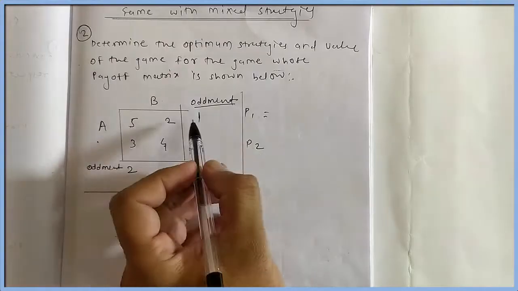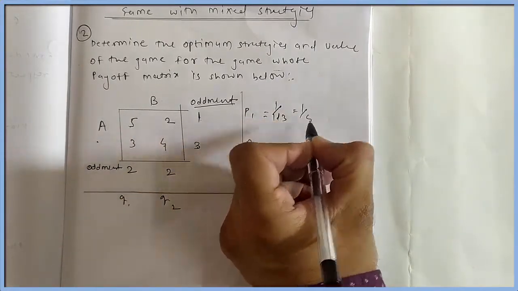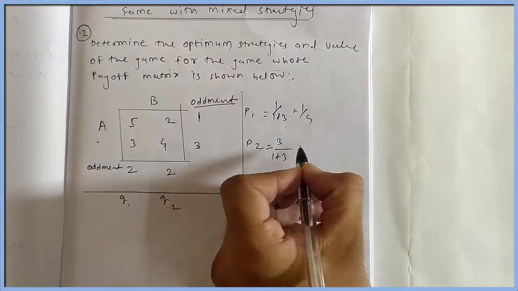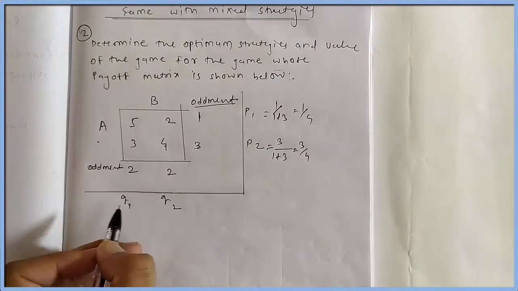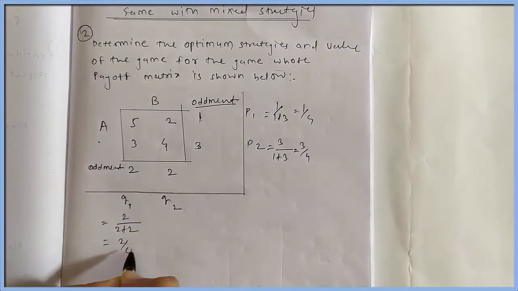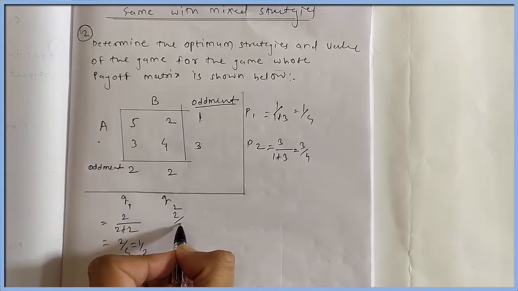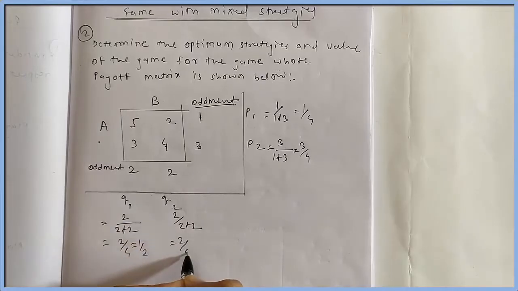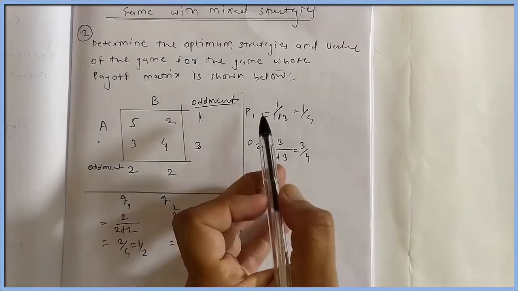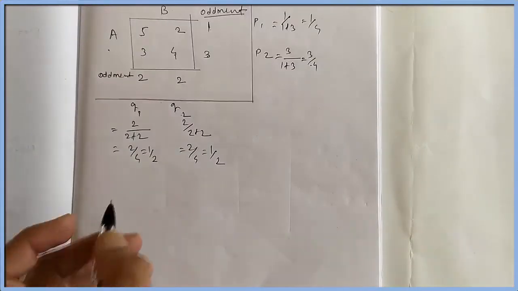Now P1 is equal to 1 by 1 plus 3 is equal to 1 by 4. P2 is equal to 3 by 1 plus 3, 3 by 4. Q1 is equal to 2 by 2 plus 2 is equal to 2 by 4 is equal to 1 by 2. Q2 is equal to 2 by 2 plus 2 is equal to 2 by 4 is equal to 1 by 2. Now in this step we have calculated P1, P2, Q1 and Q2. After this we will calculate the value of the game.